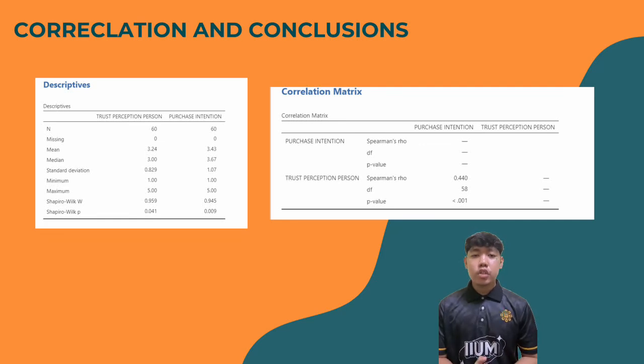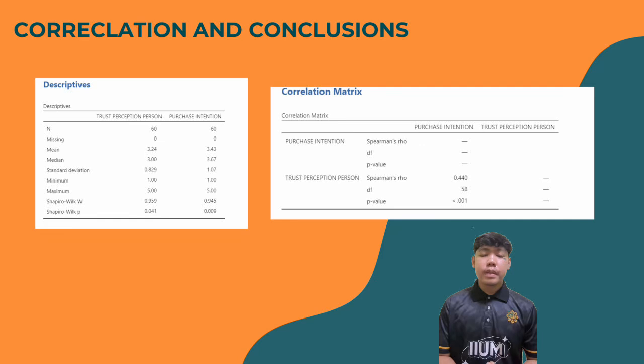This value shows a positive relationship between trust perception percent and purchase intention. Since the value is in the moderate range, it indicates the relationship between these two variables is moderately positive. In addition, the p-value is less than 0.001. This means that the relationship is statistically significant. Therefore, the result shows the trust perception percent has a meaningful relationship with purchase intention.